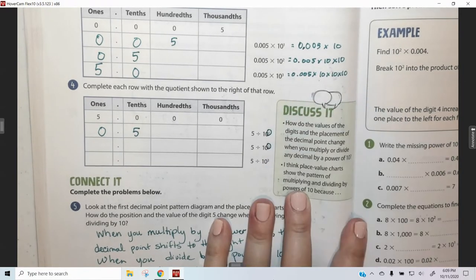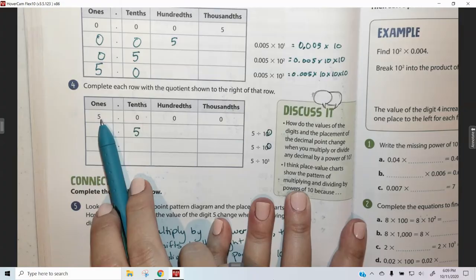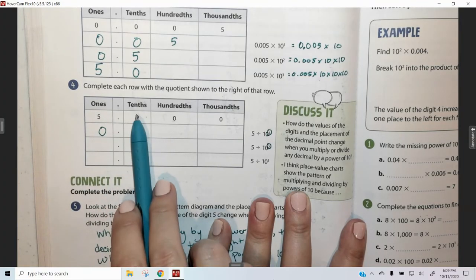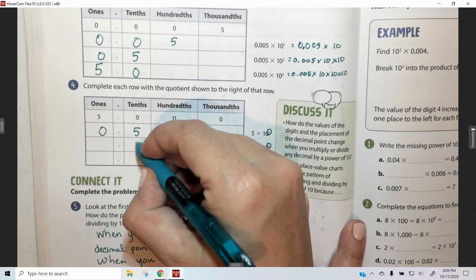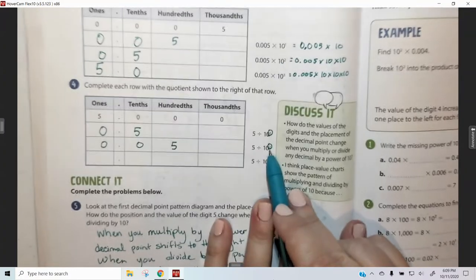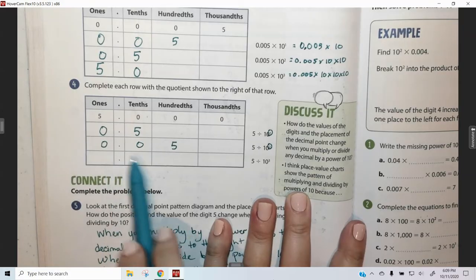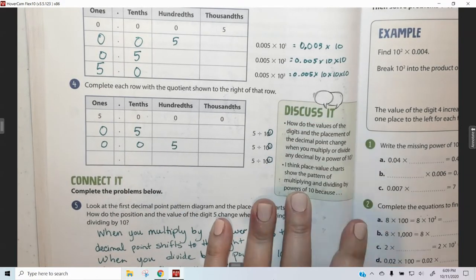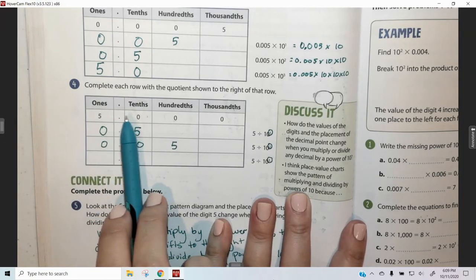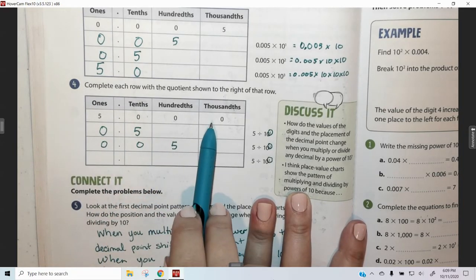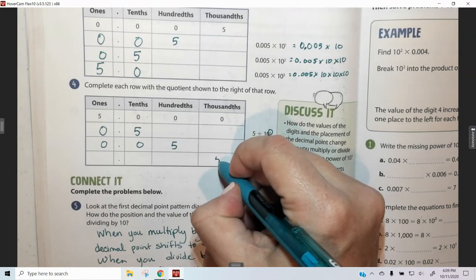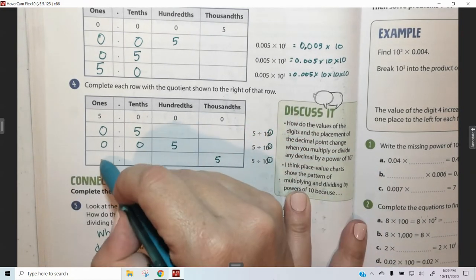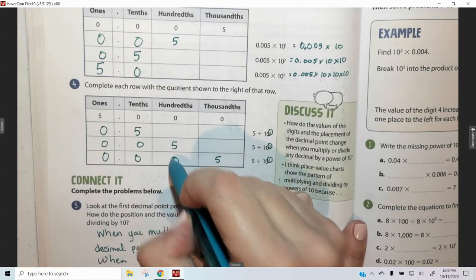Now we have an exponent of 2. That means that this 5 is going to shift 2 place values. So shift over 1, 2. The 5 is going to be in the hundredths. So 5 divided by 10 to the second power, the answer is 5 hundredths. And then 5 divided by 10 to the third power, this 5 is going to shift over 1, 2, 3 places, because we divided by 3 powers of 10. So the 5 is going to shift over here, and then we fill in our placeholder zeros.